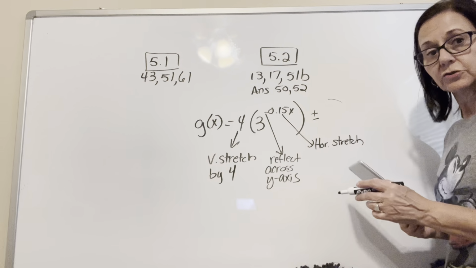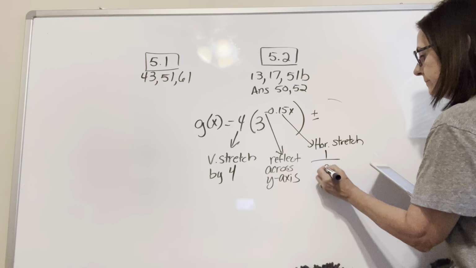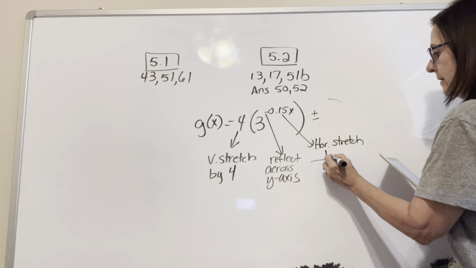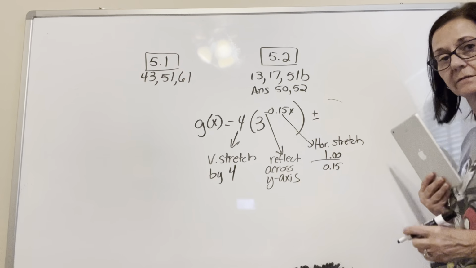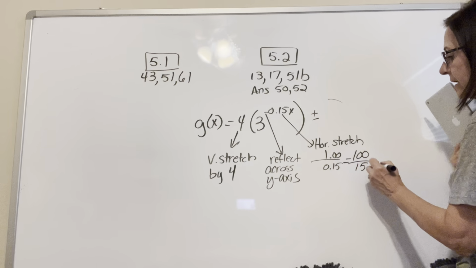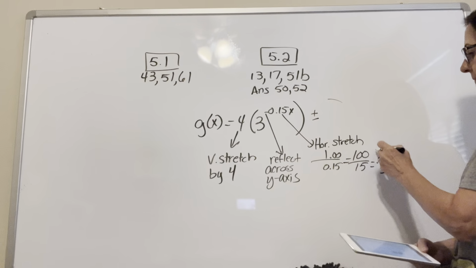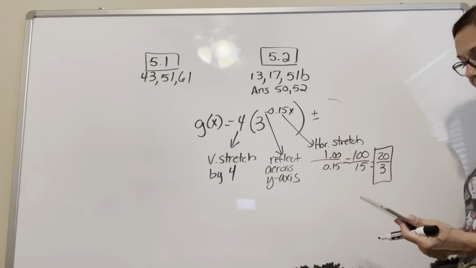But your horizontal stretches are 1 over the value. So like I just do that. So it's 100 over 15, which is 20 over 3. That's the horizontal stretch.